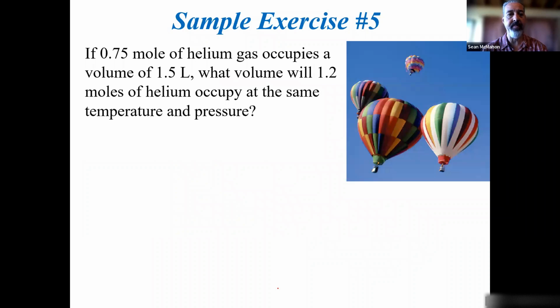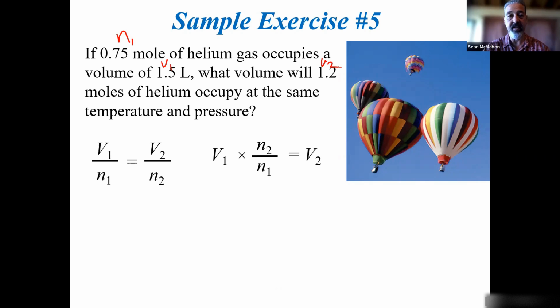So in this next problem, if 0.75 moles of helium gas occupies a volume of 1.5 liters, what volume will 1.2 moles of helium occupy at the same temperature and pressure? So this one's a little more obvious. They're telling you that temperature and pressure are constant. Obviously, this is the first mention of moles, first mention of volume. That's my second, so I'm looking for N2. Oh, I'm sorry. What volume will 1.2 moles be? I'm looking for V2. Made a careless mistake there, sorry.